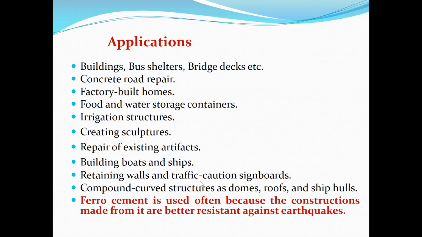Then retaining walls and traffic caution signboards sometimes are made with ferrocement structures. And it is best suited for making compound curved structures like domes. So dome is a compound curve. Then ship hulls, the body of the ship, is often made of ferrocement structure, though nowadays they are being replaced. Earlier it used to be used, now it is being replaced by other high quality, high strength, lighter materials.